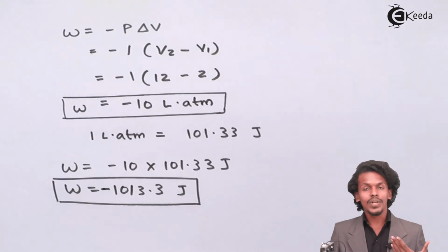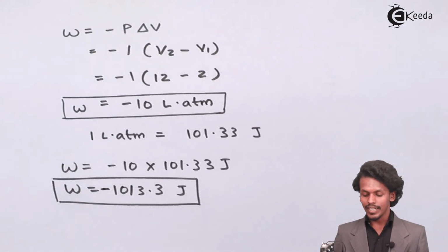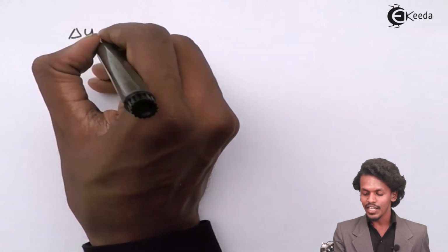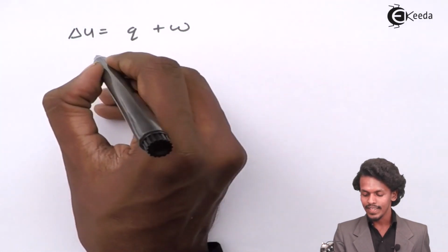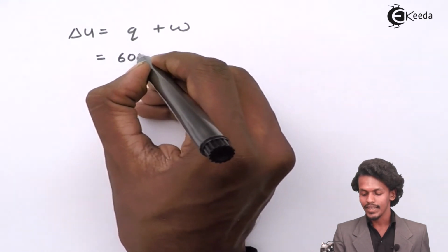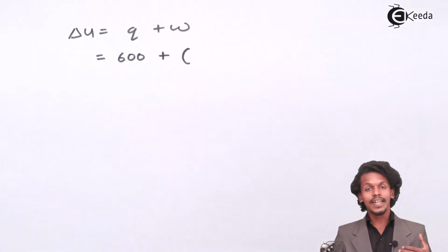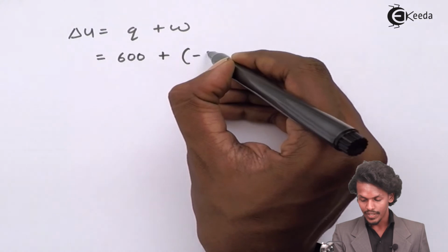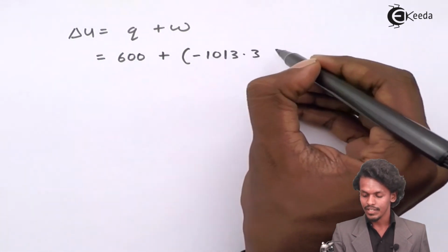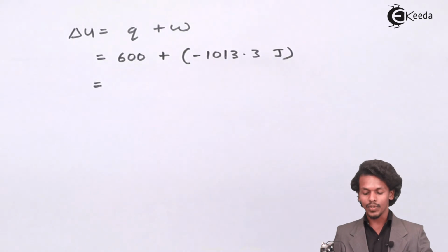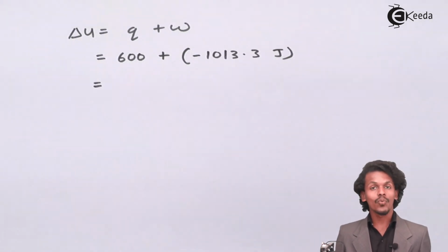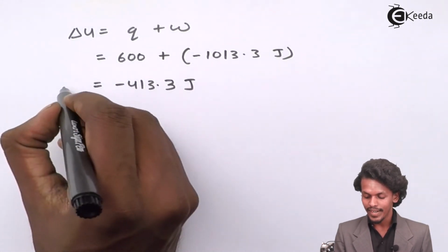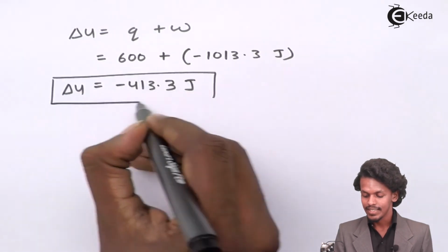With the help of this we can easily calculate the internal energy. The change in internal energy, delta U, is equal to Q plus W. Here Q, the heat, is 600, plus the work done during this process, which is negative, so minus 1013.3 joules. By calculating this we get the answer as minus 413.3 joules.